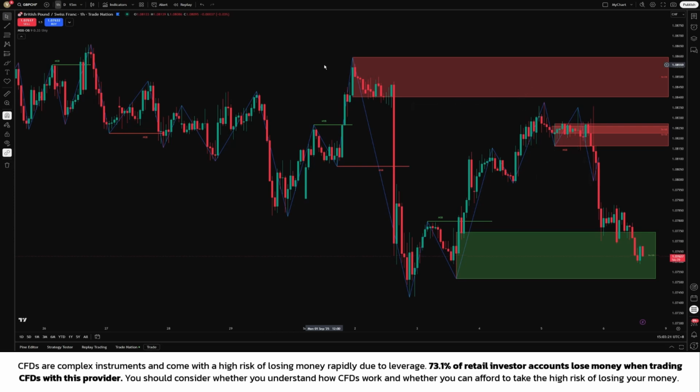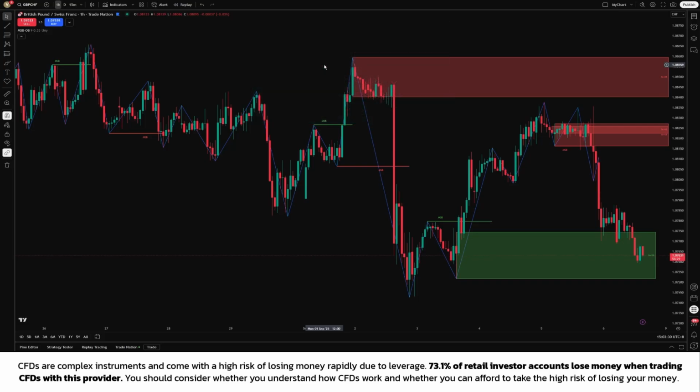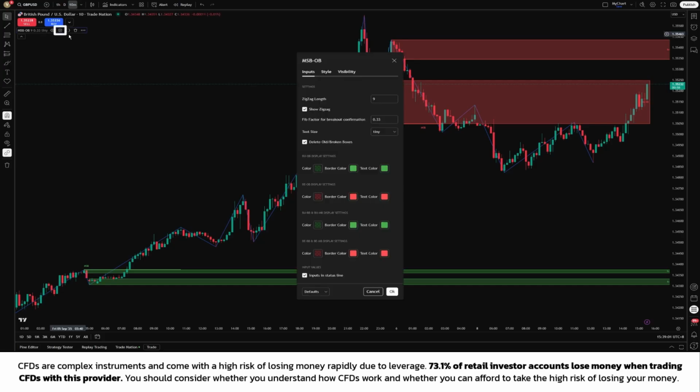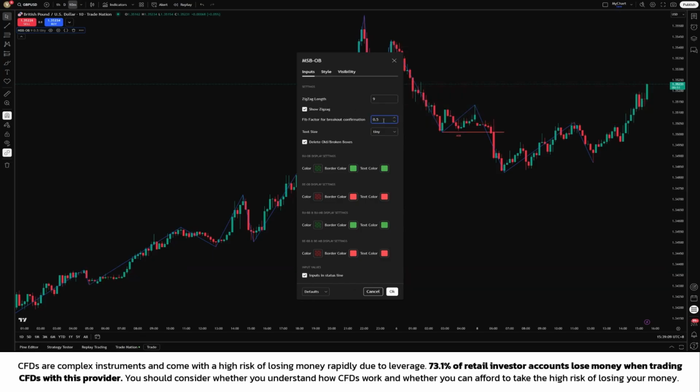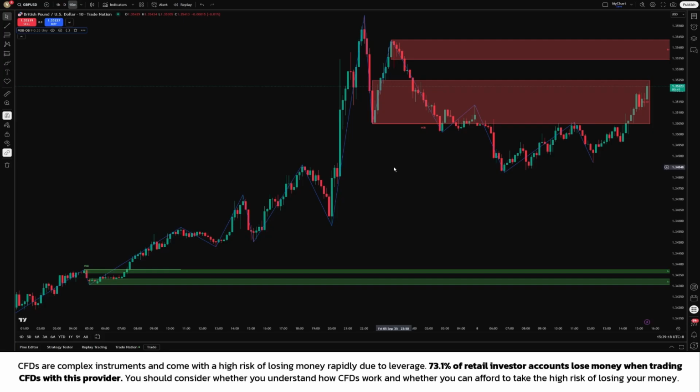The indicator also distinguishes between base blocks, which form during periods of consolidation, and breakout blocks, where price moves aggressively from a defined level. What makes this tool particularly effective is its integration of breakout confirmation logic. By factoring in a configurable Fibonacci-based threshold, it filters out weaker structure breaks and highlights only those backed by sufficient momentum.